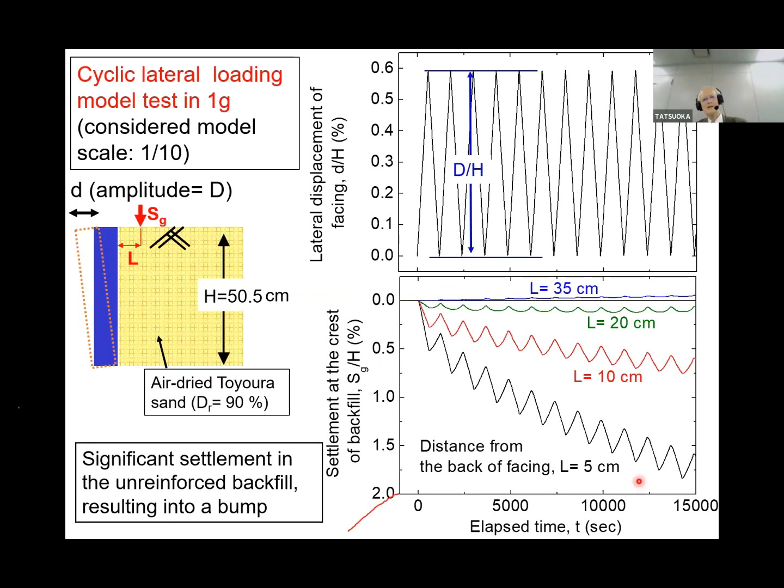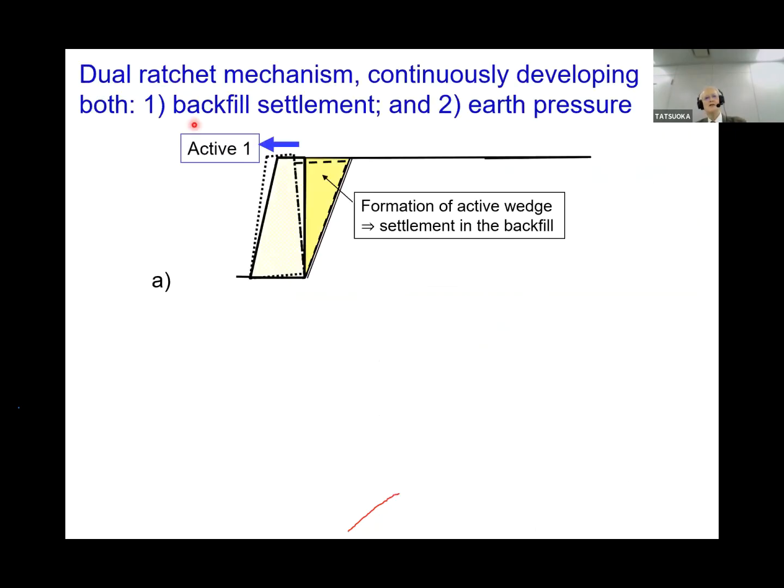So earth pressure increases and settlement is large. Why does such a thing happen? This is due to the dual ratchet mechanism, which continuously develops both backfill settlement and earth pressure.